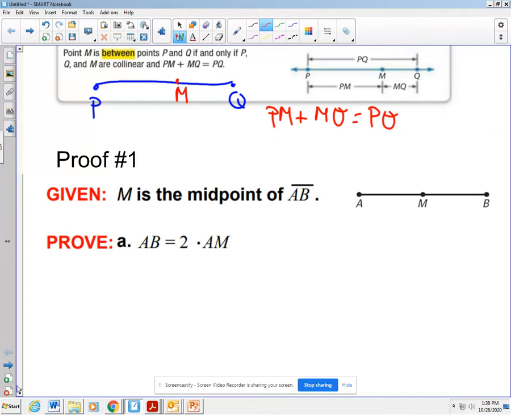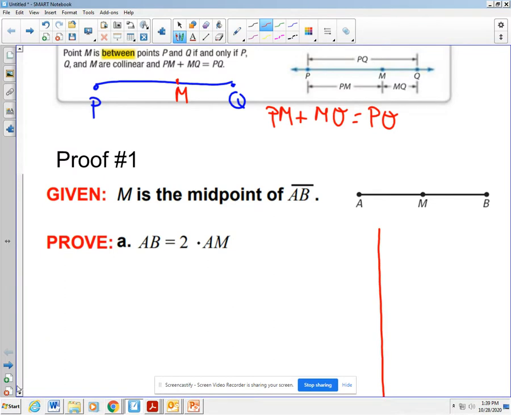So proof number 1, given N is the midpoint of segment AB. Again, repeat this to yourself. N is the midpoint of segment AB. Pause for a second and think what it means. Okay, this means that N is exactly in the middle, and this also means that segment AN is congruent to segment NB. Okay, your job is to show that segment AB is twice segment AM.